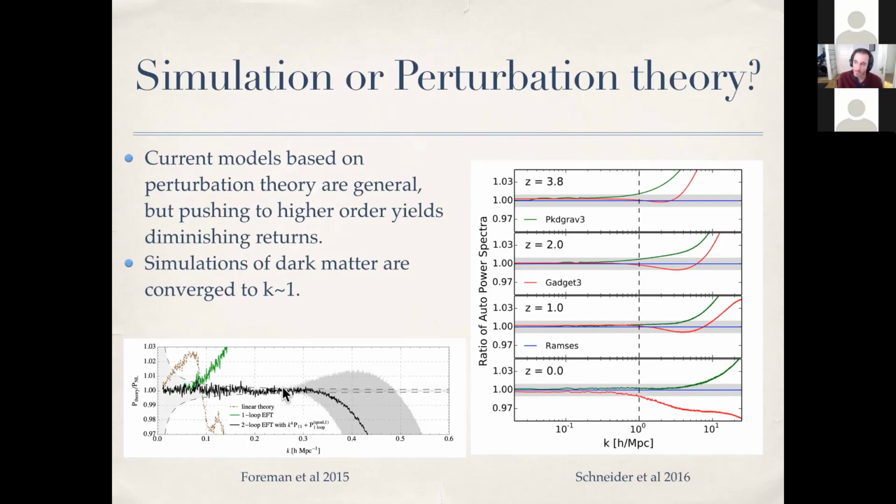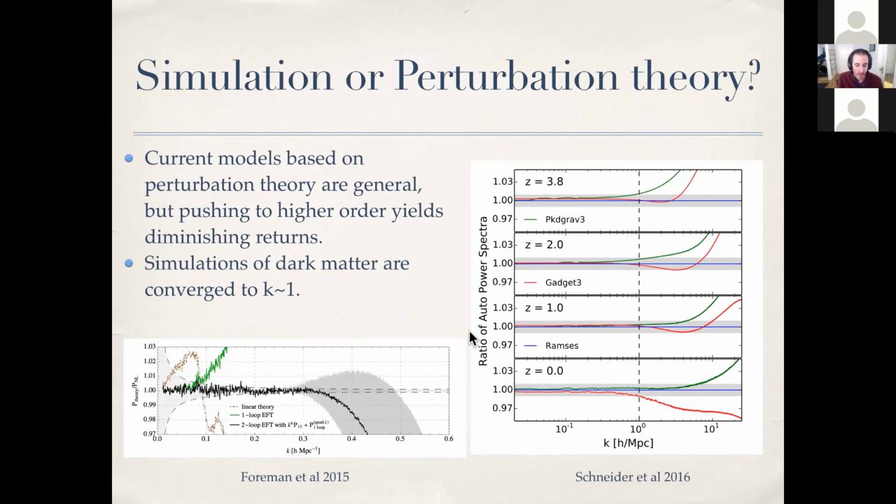yields by pushing to higher and higher order in these, and that's because the equations of motion of the evolution of the matter distribution in the universe become quite nonlinear on small scales, and that just has to do with how gravity works, and the fact that the Poisson equation is a nonlinear equation of motion.